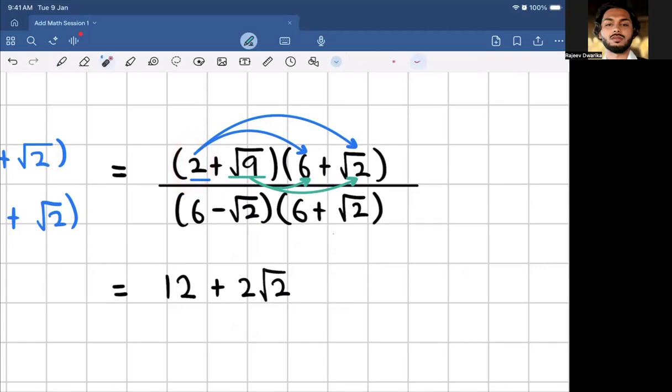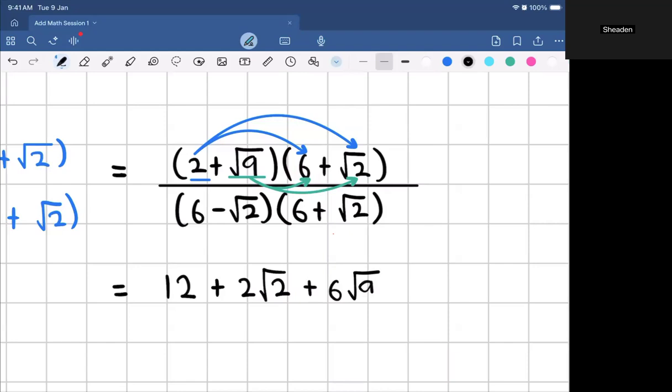Now we're going to multiply 2 by root 2. What is 2 by root 2? 2 by root 2 is 2 root 2. Right, because if you have 1 root 2 and you multiply by 2, you have 2 root 2. Cool, we finished multiplying 2. Let's move on to the root 9. What is root 9 by 6? That would be 6 root 9. And then we're going to multiply the root 9 by the root 2. So I'm gonna write root 9 by root 2.